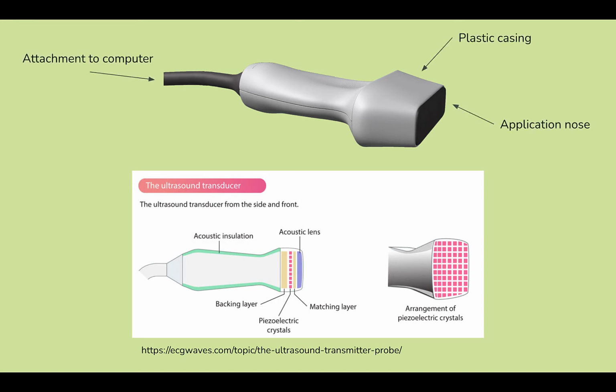These crystals will also emit electrical currents when hit by an incoming wave, which is why they can be used as a receiver as well. The backing layer and acoustic lens help to prevent backward signals from the crystals and focus the ultrasonic waves, respectively.